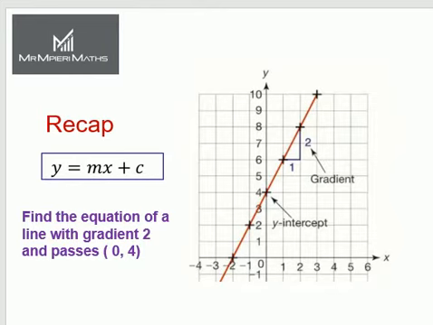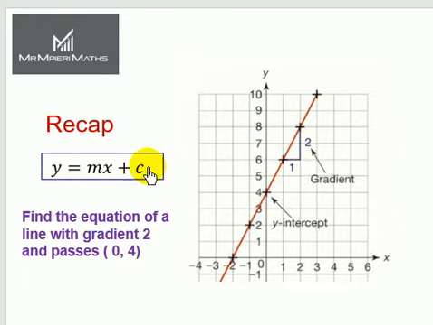From the previous slide about the equation of a straight line, you can still remember that a straight line has the equation y equals mx plus c. We know that m is the gradient, that is the steepness of the line. Here, across 1, up 2, so the gradient is 2. 2 divided by 1 is 2.